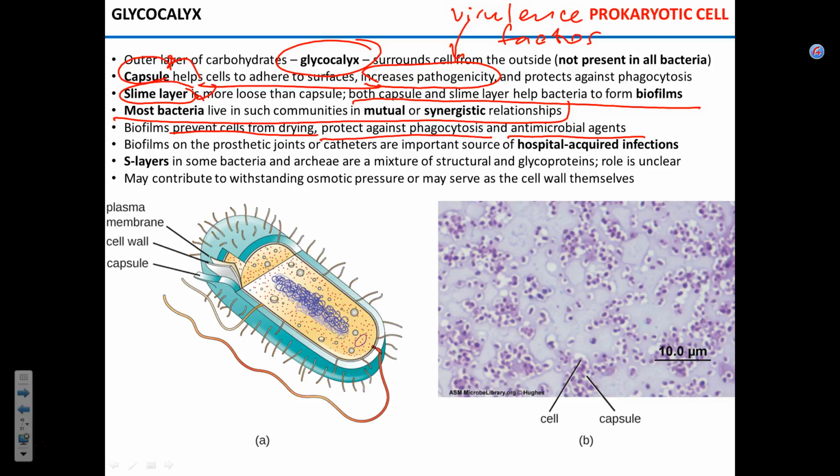Because if they form a biofilm on the surface of the joint, it causes severe inflammation around that implant, right? And it may actually require cutting that out, cleaning the whole thing up, and replacing it again. So biofilms are a big problem.